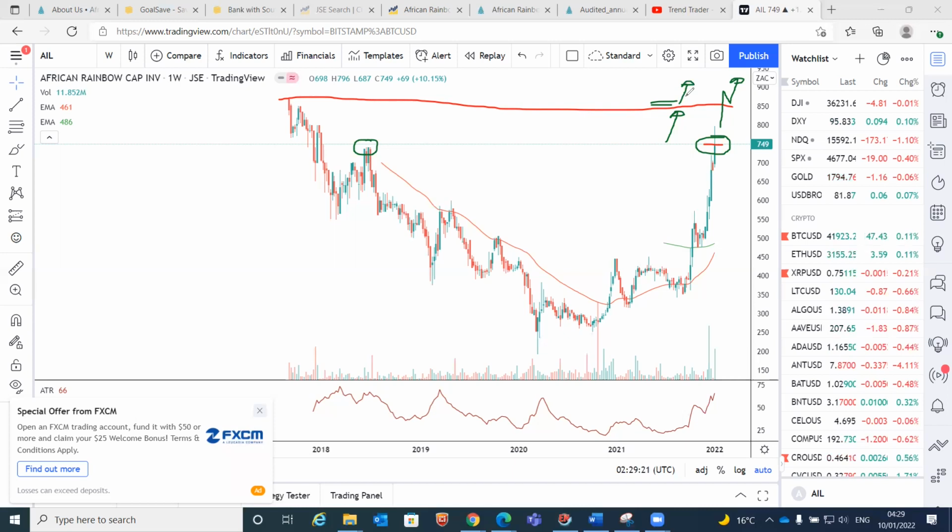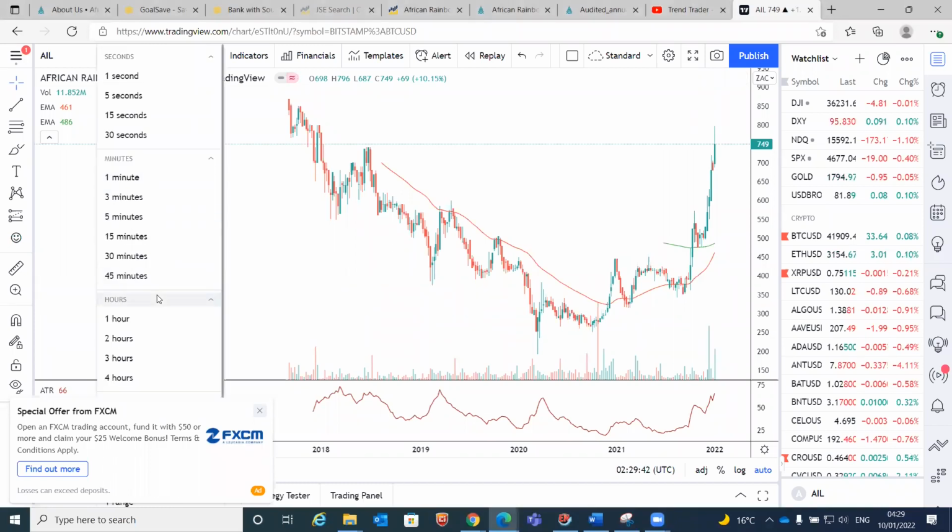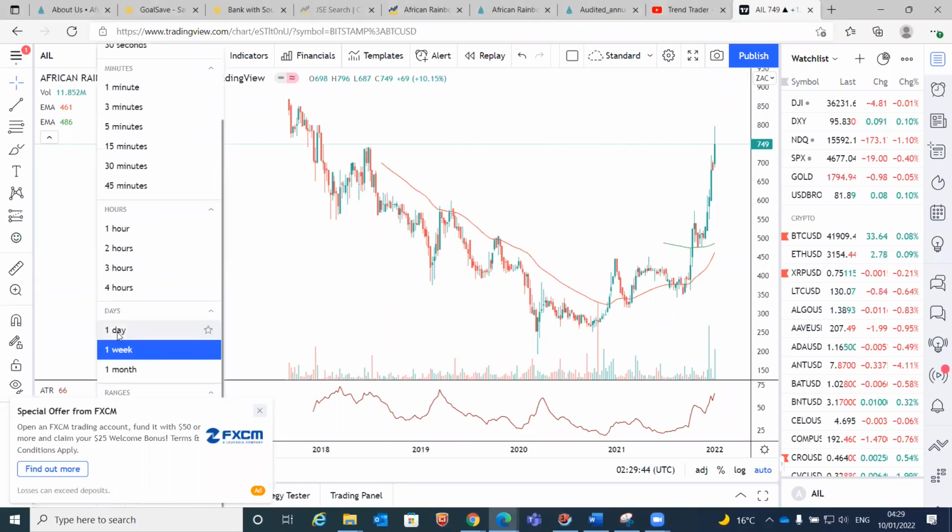You either have to wait for a pullback to any of the moving averages there, then you can place your buy order, or else wait for a breakout above 8 rand 50 per share. But that is from a trading perspective, of which some of you are not traders. You are more investors compared to traders.